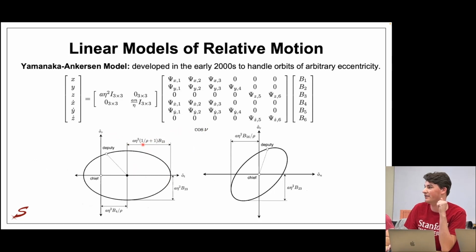orbit, which means this is not actually the geometry that a deputy would follow with respect to the chief. And we'll discuss that in much more detail in a few slides. So that is the caveat here.